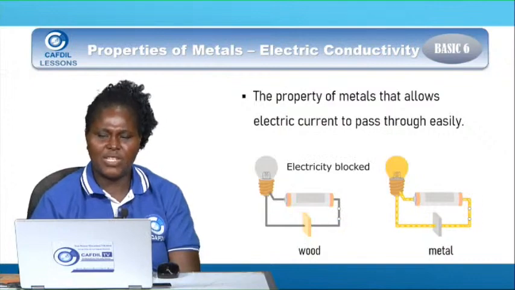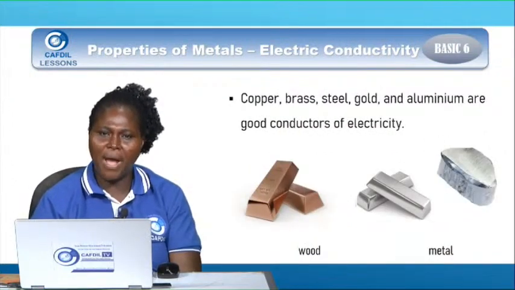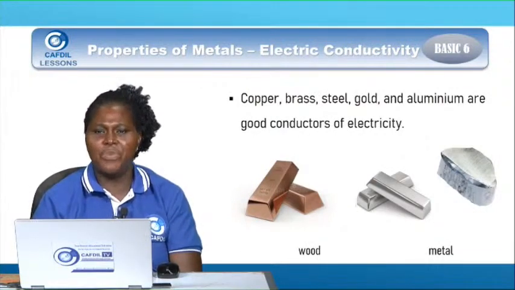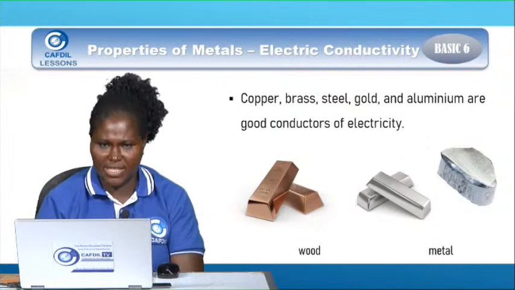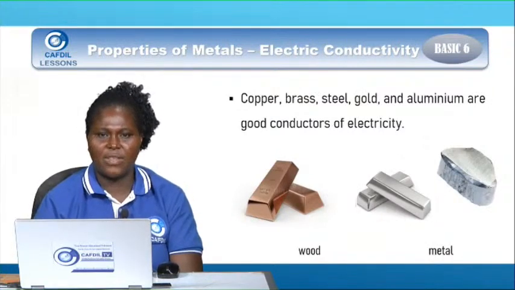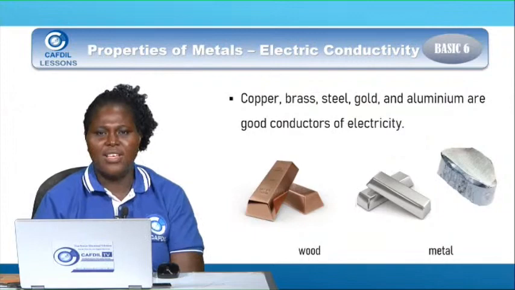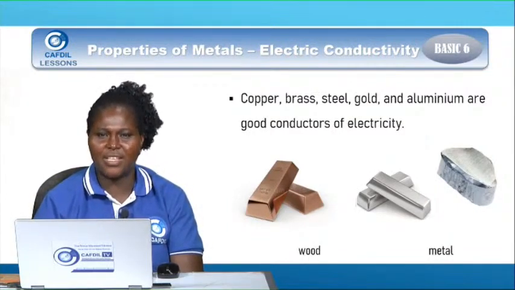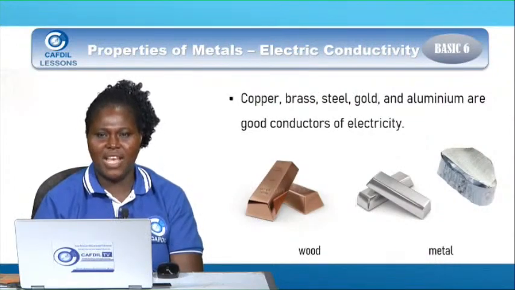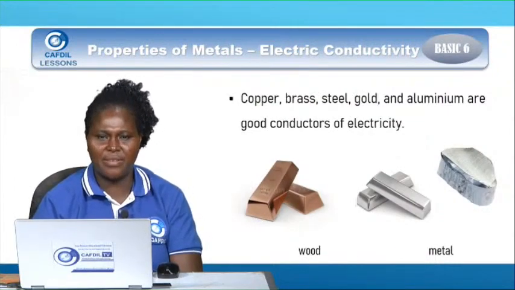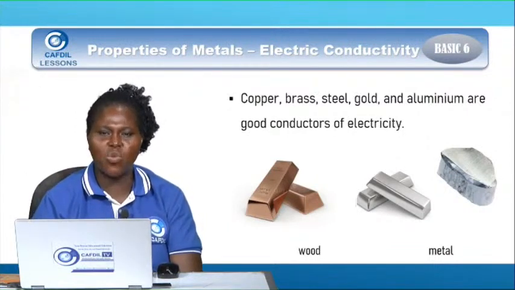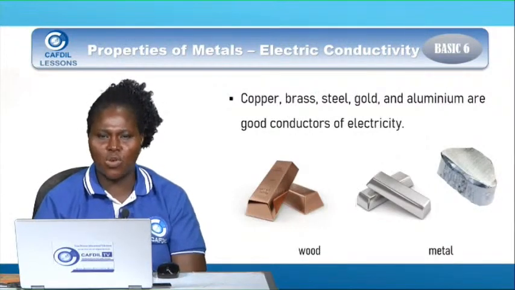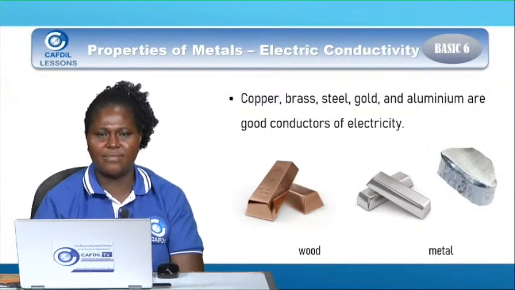Good. Let's continue. Now copper, brass, steel, gold, and aluminium are good conductors of electricity, and we have their pictures on our screen. But wood is a bad conductor of electricity. Glass is also a bad conductor of electricity.